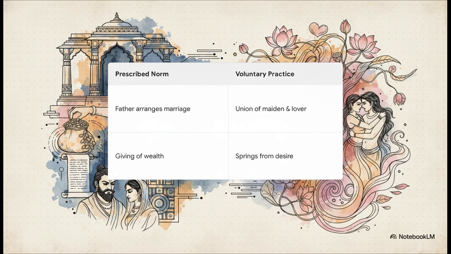On one hand, you've got the prescribed, so-called perfect norm. Marriages are strictly arranged by fathers and involve the giving of wealth. But on the exact same page, the texts also acknowledge what they call voluntary practices, unions that spring purely from desire between a maiden and her lover. The very fact that the law books felt the need to categorize these desire-based marriages is proof that the strict codes weren't always being followed. Real life, as always, was way messier than the idealized rules.